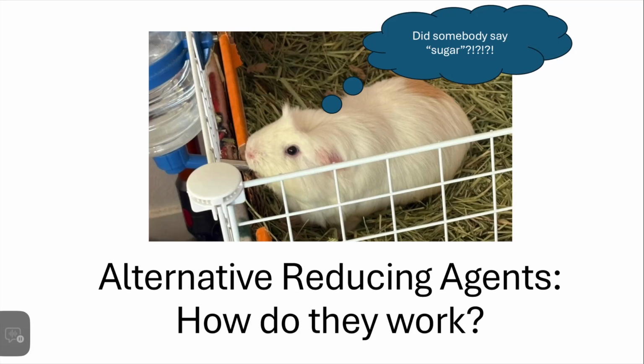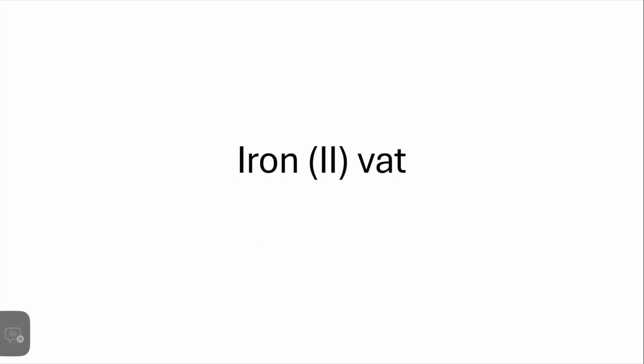Let's talk about alternative reducing agents. The first one that we're going to talk about is using iron. So in an iron vat, we specifically use an iron salt called iron(II) sulfate heptahydrate. And this salt is soluble in water.